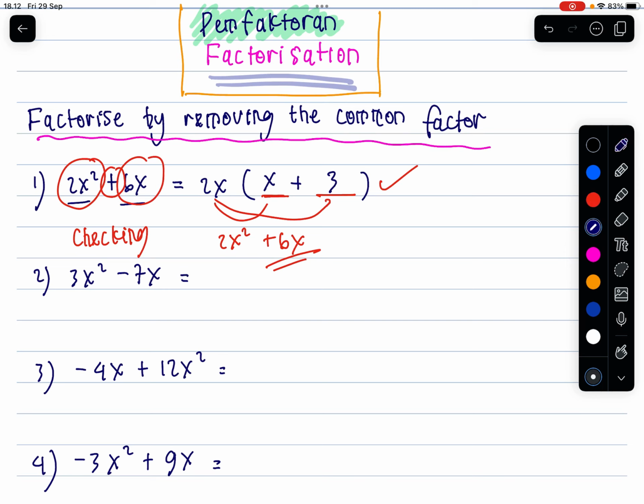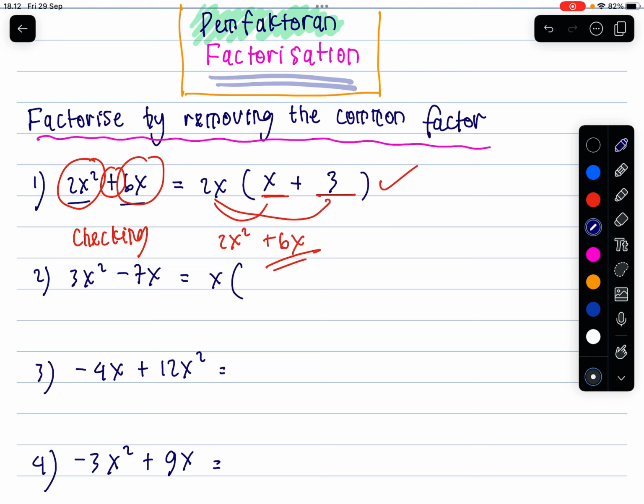Now that our first number is correct, we're ready to do number 2. Number 2 is 3x squared minus 7x. We need to find the factors of 3x squared and minus 7x. If you see there, we only have an x there. So the common factor is just x. So x, out you go.